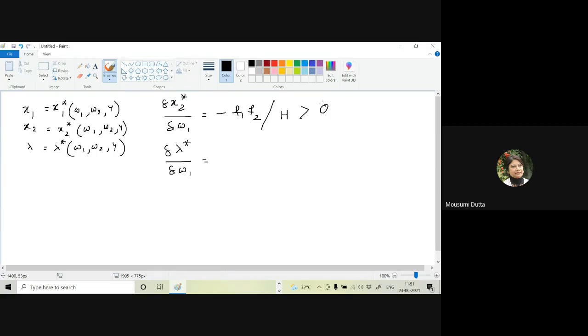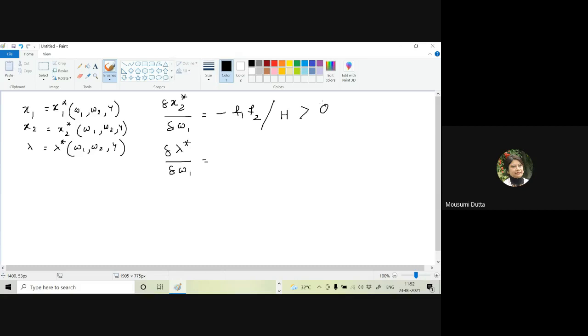Okay, so this is assumption based. In general, it is impossible to predict the sign of del x2 star by del w1, or del x1 star by del w2. We will not be able to. In a two-factor model, since we assumed the marginal productivities of both the factors are positive within the span of production, within the two ridge lines, you know these things.